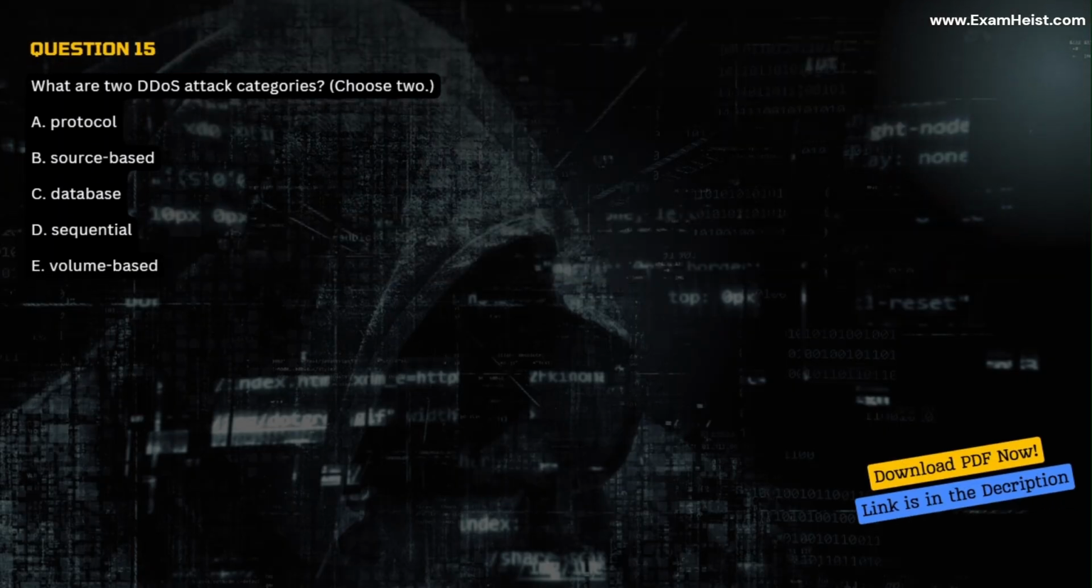Question 15. What are two DDoS attack categories? Choose 2. A. Protocol.